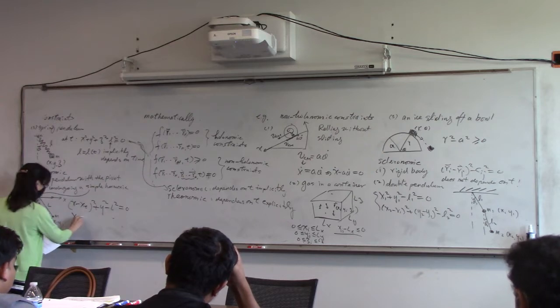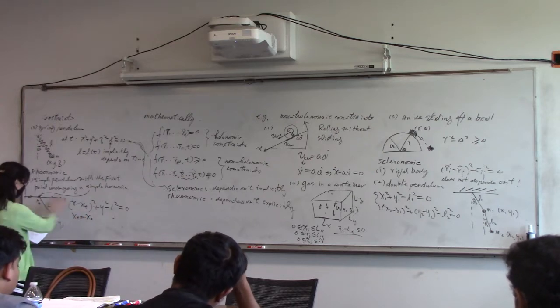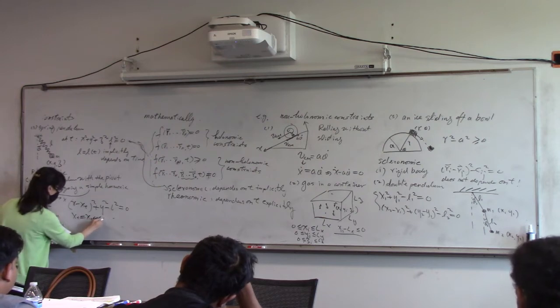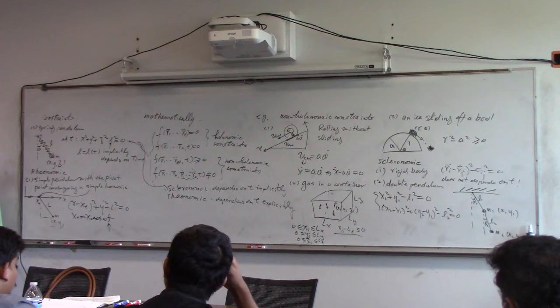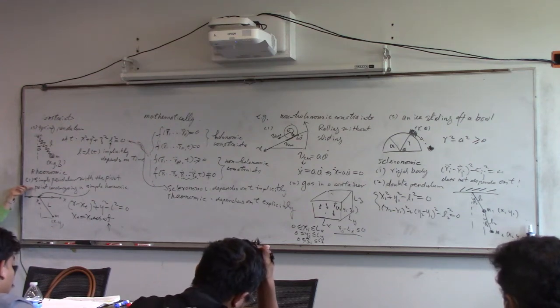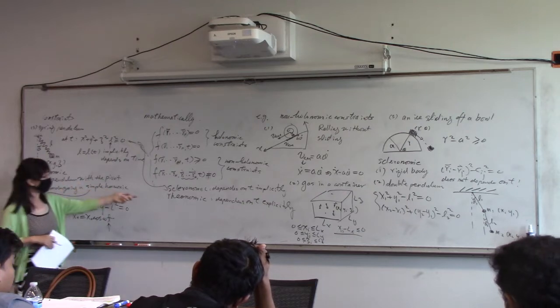But then we also have an expression for x(t). x(t) oscillates, so suppose this is equilibrium x naught cosine. So now you can see this one explicitly depends on time.